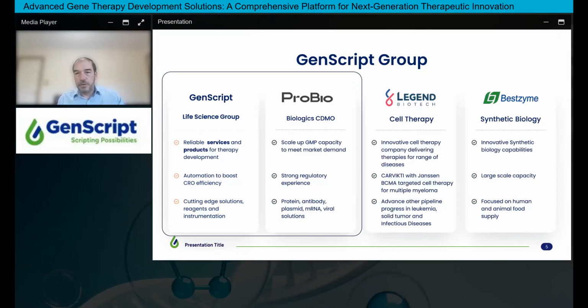In our ProBio Biologics CDMO division, they have very large-scale GMP capacity to meet the market demands. They have very strong regulatory experience working with many customers, starting from R&D all the way through clinical trials and commercial manufacturing. They have CDMO solutions for protein drugs, antibody drugs, plasmid drugs, mRNA, viral solutions, and others.